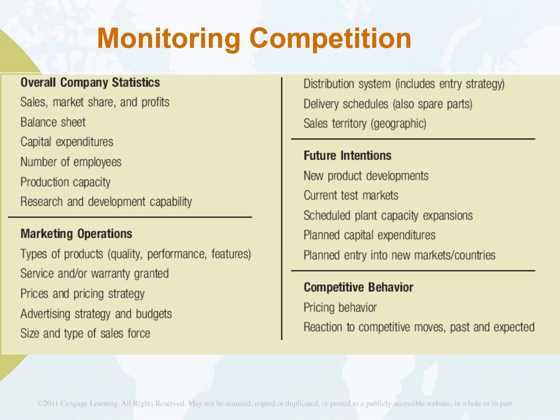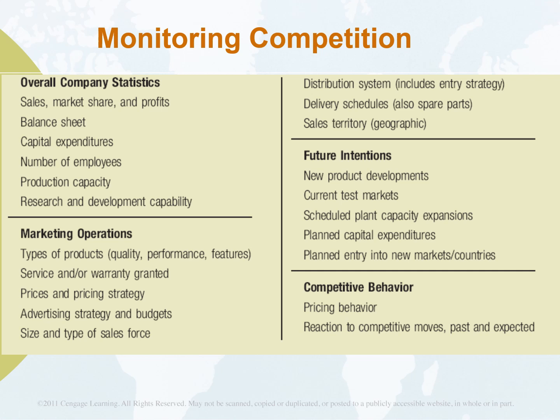The distribution system, including their entry strategy. How did they enter this country market? Did they use import export, or foreign production, joint ventures, strategic alliance, or what? Their delivery schedules, also the spare parts. The sales territories. How do they divide their geographic sales territories? Like in this country, for example, we have Northeast, Southeast, Midwest, South and West Coast.